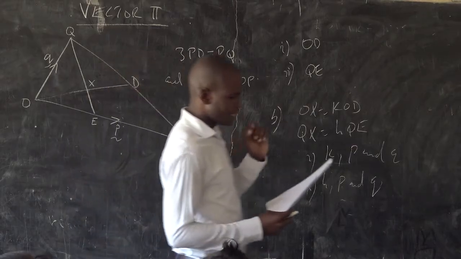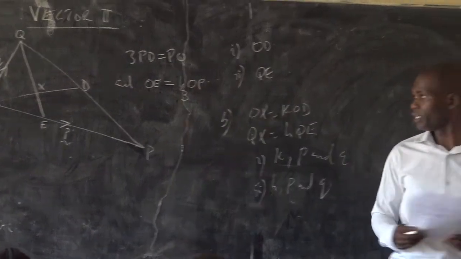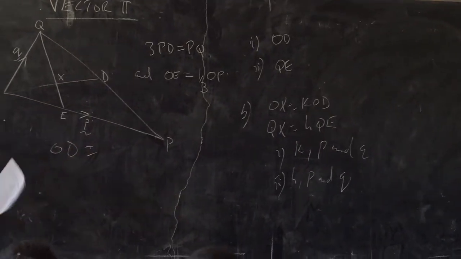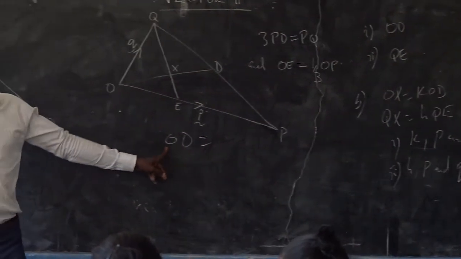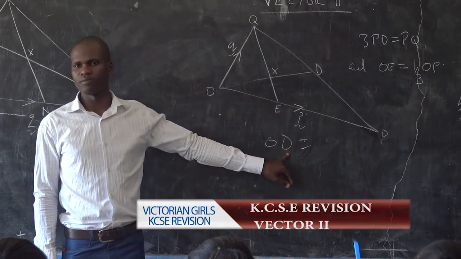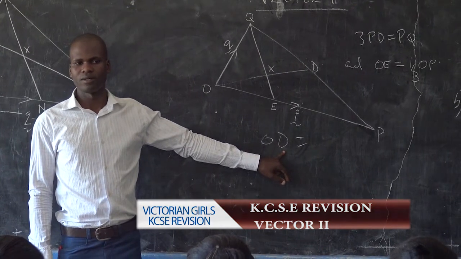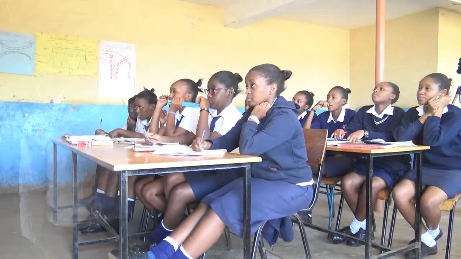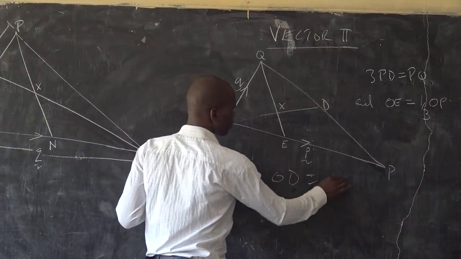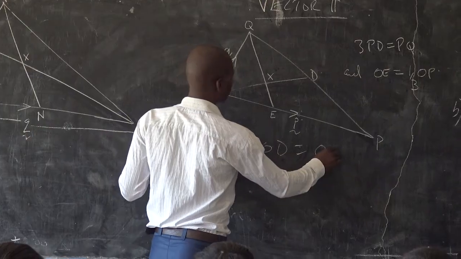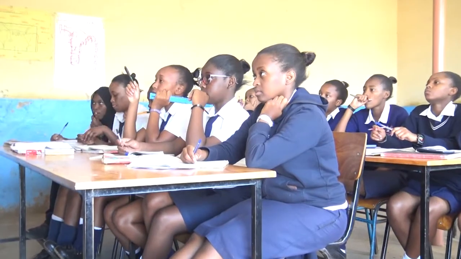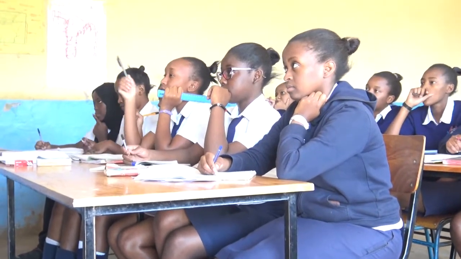Part A, express in terms of p and q vector OD. So when we are at O, going to D, which path are we going to take? We have to follow OQ plus QD.